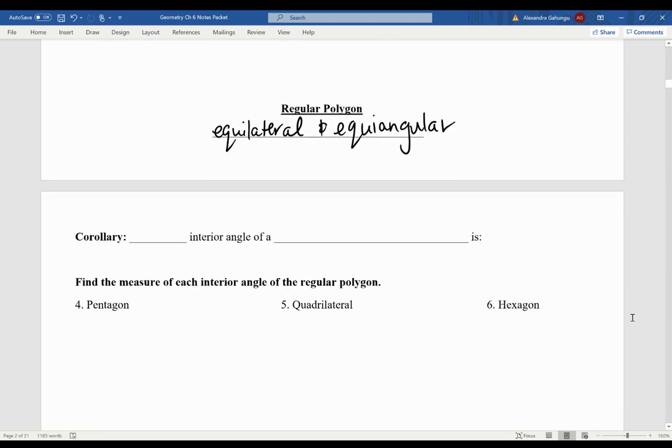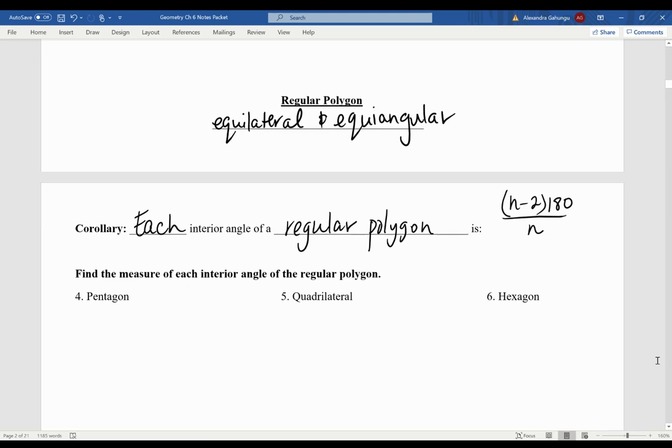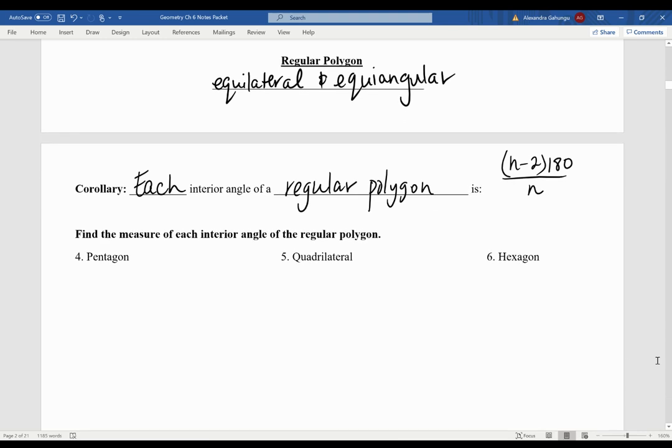We're going to be dealing mostly with regular polygons. A little corollary to our interior angles: if we're working with a regular polygon, each interior angle, because they're all the same, can be found using what we found before, the n minus 2 times 180, and then divided by the number of sides, n. So this is to find each interior angle. Before we were finding the sum, the total, now we're finding each.